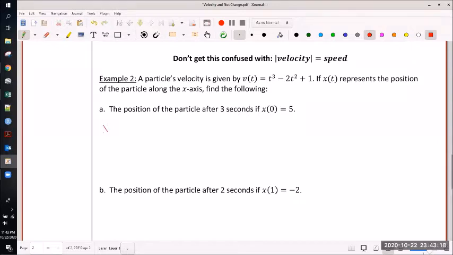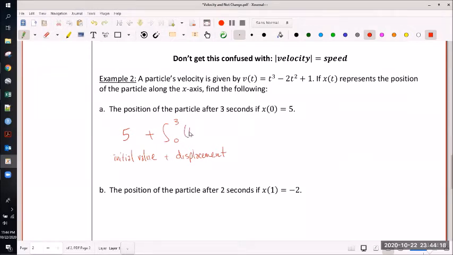So the way we'll do this, say the position starts off at 5, right? So we have the initial value, and then we will integrate the change, the displacement, between 0 and 3. So it starts off at 5 at time equals 0. And then we have a change. So we have the initial value plus the displacement. And that will give us the position after 3 seconds.